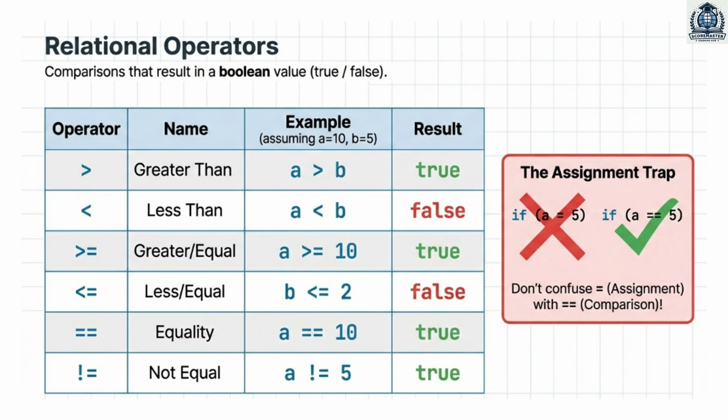Relational operators compare values and always return a Boolean, true or false, forming the backbone of decision-making in programs. Never confuse equals, assignment, with double equals, comparison. That single mistake can completely break your logic.